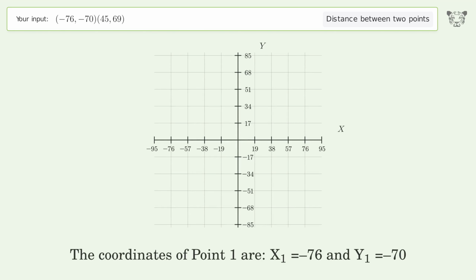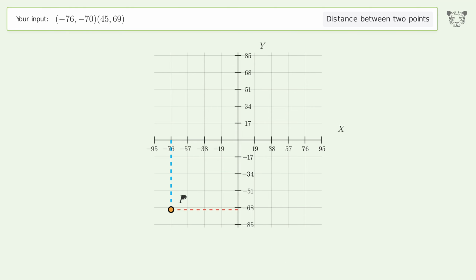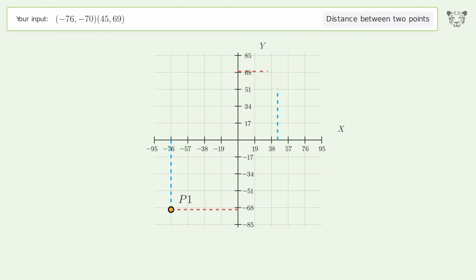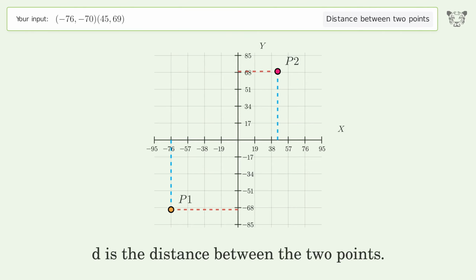The coordinates of point 1 are x1 equals -76 and y1 equals -70. The coordinates of point 2 are x2 equals 45 and y2 equals 69. D is the distance between the 2 points.